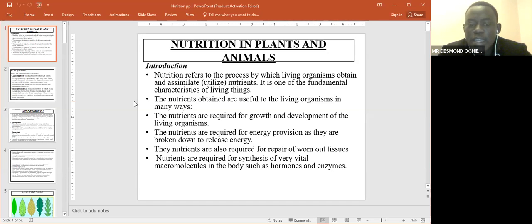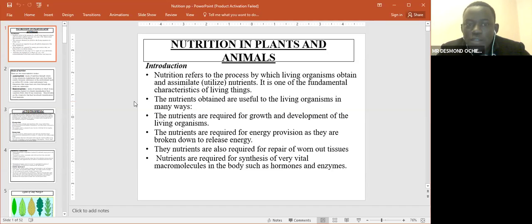The synthesis of hormones and enzymes requires the availability of nutrients. So nutrients have to be availed to the living organisms so that they can synthesize hormones and enzymes. So those are some of the importance of nutrients that are obtained through the process of nutrition.